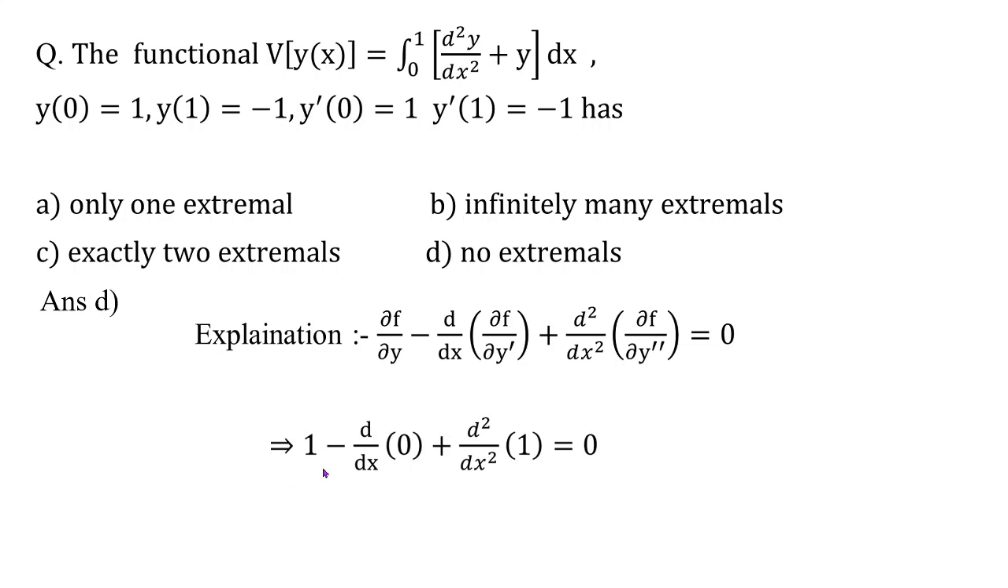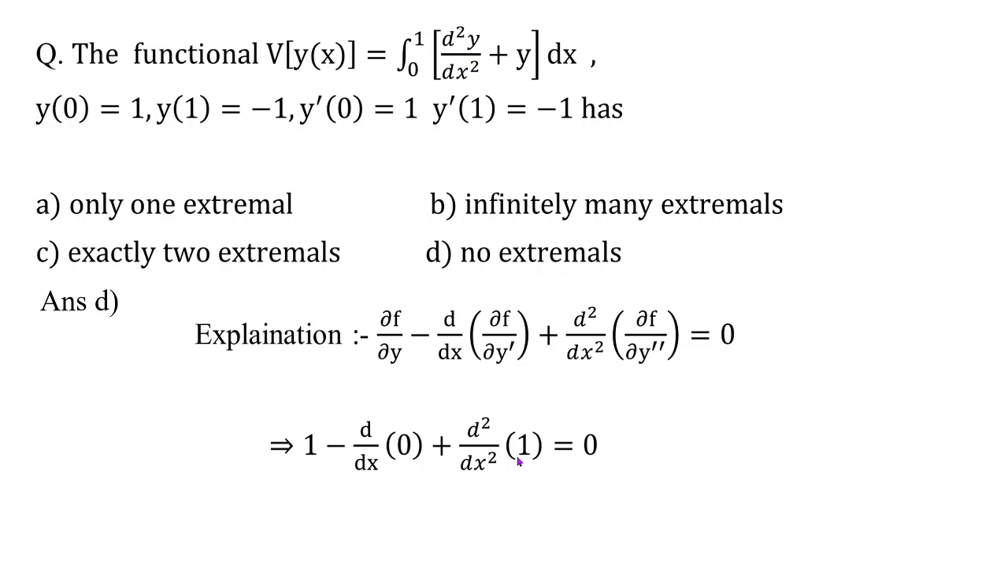Del f by del y is 1, del f by del y dash, no term of y dash, so it's 0. Del f by del y double dash will be nothing but 1, the derivative of this, right?